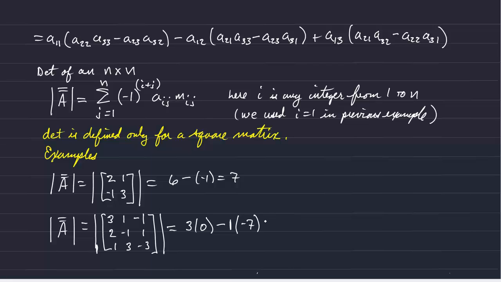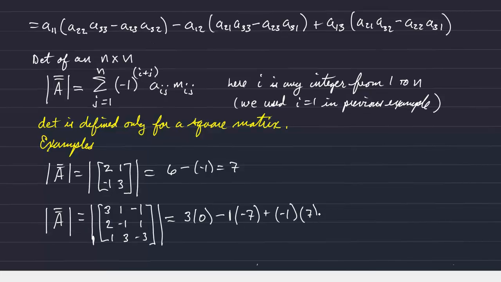And then finally we have to add minus 1 times the determinant of the submatrix when the first row and third column are removed, and that's 6 minus minus 1, which is 7. And when we do that, we get 0.